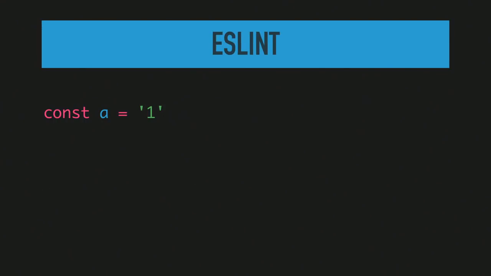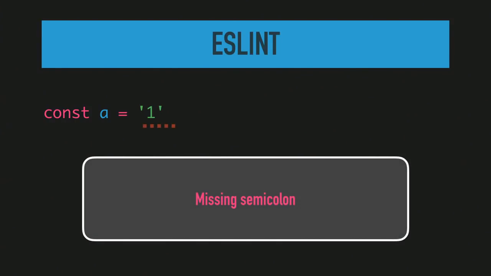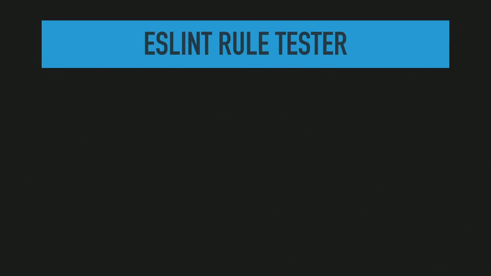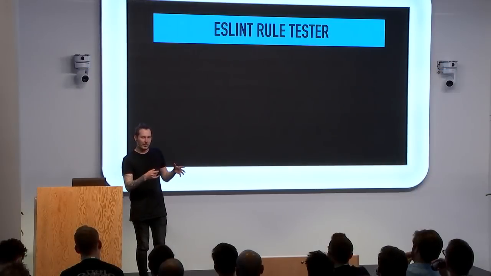A really great example of testing and test utilities is ESLint. Who's not familiar with ESLint, it is a tool that checks your code, analyzes it, and finds common anti-patterns. So for example, we have the code const a equals 1. It says you have a missing semicolon. ESLint supports custom rules. You can write a plugin that looks for a specific pattern and warns you about this pattern.